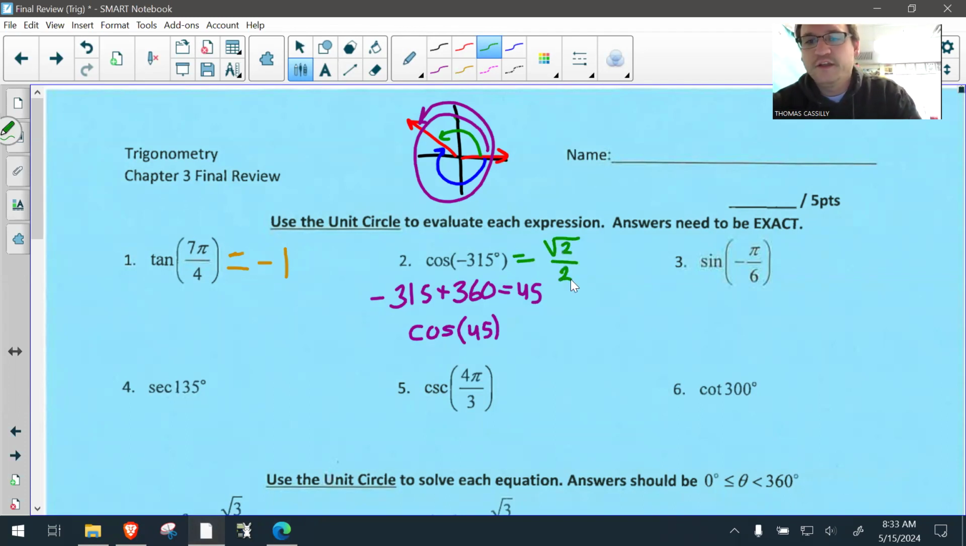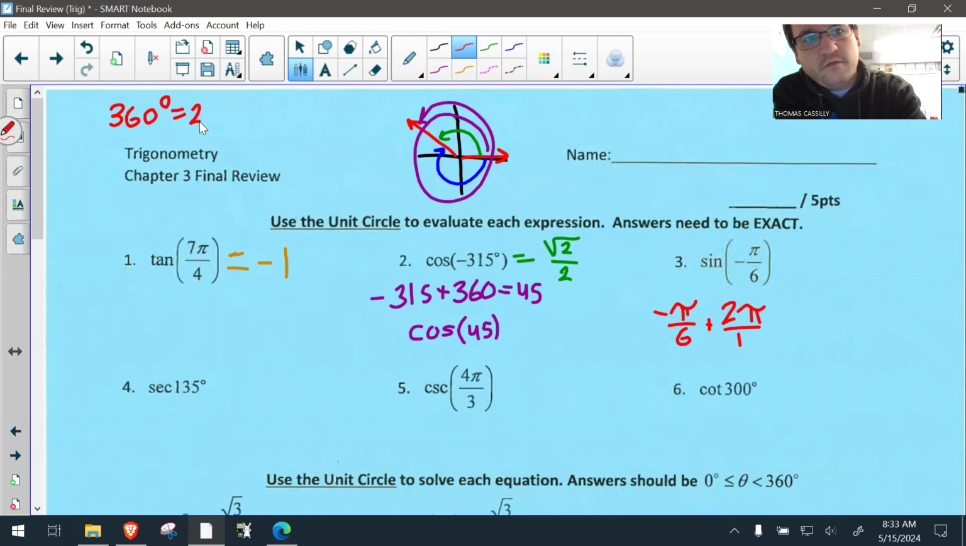Similarly, this one is a negative pi over 6. So for negative pi over 6, you need to add 2 pi, because 2 pi is the same thing as 360. Throw that up top here. 360 degrees is equal to 2 pi radians. There are multiple ways to measure angles. The one that we focus on growing up is degrees, but radians end up being a little bit more efficient.